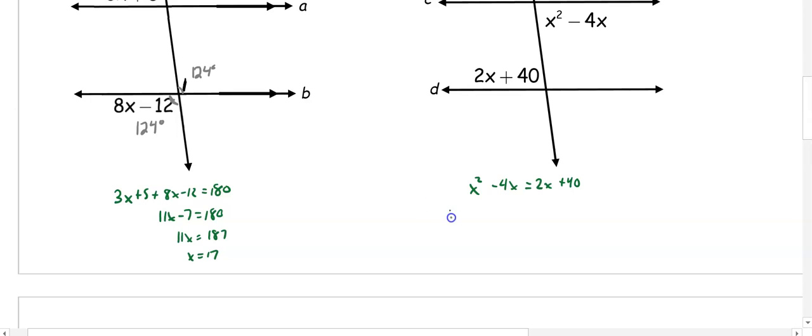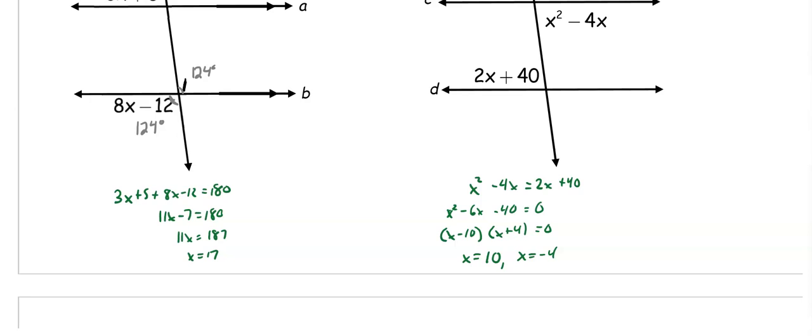We can subtract 2x from both sides, so we get x squared minus 6x minus 40 equals 0. So we need two numbers that multiply to negative 40 and add to negative 6. So we have x minus 10 and x plus 4 equals 0. So when we switch our signs, x is 10 and x is negative 4. When we go to test these, both of these numbers are going to work, so we can leave them both as solutions.